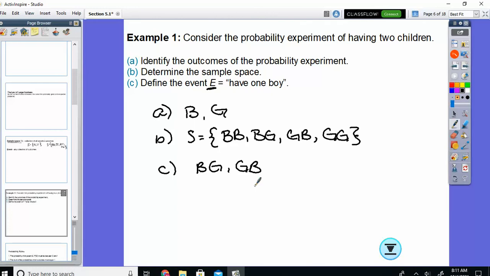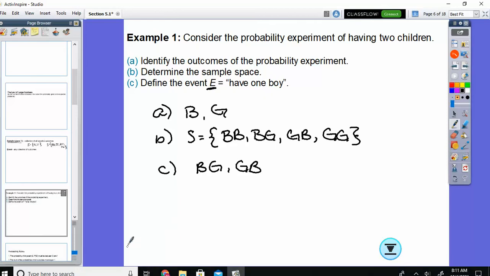So that's just kind of getting us used to those terms. An outcome is what could happen. Sample space is the list of every possible outcome. An event is one scenario that meets that requirement. So far, so good?